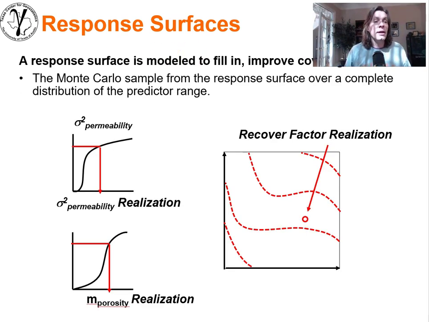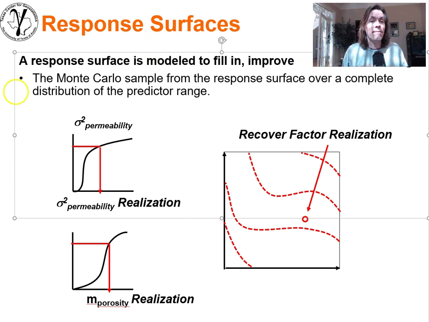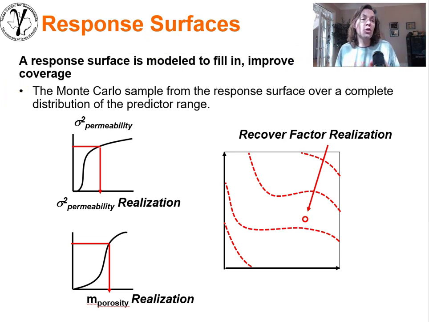What we're going to do is take that response surface and treat it like a proxy for the recovery factor. And so we'll do Monte Carlo sampling from the uncertainty distribution for the mean of porosity coming from our problem, and the uncertainty distribution for the variance of permeability. We do 1 Monte Carlo sample from each, we find the combination, and then we take that as one realization for recovery factor. Repeat, repeat, repeat.